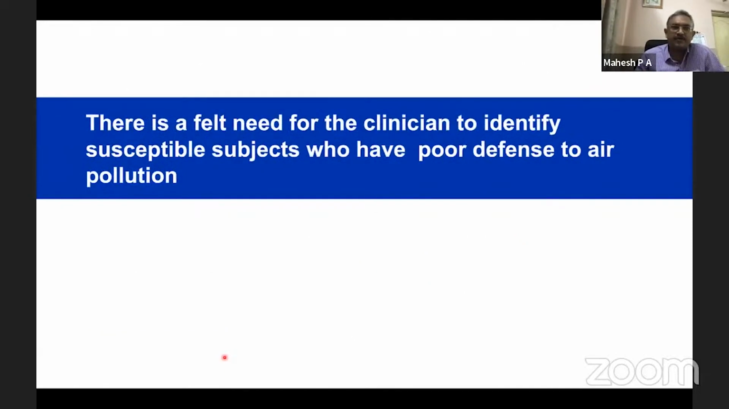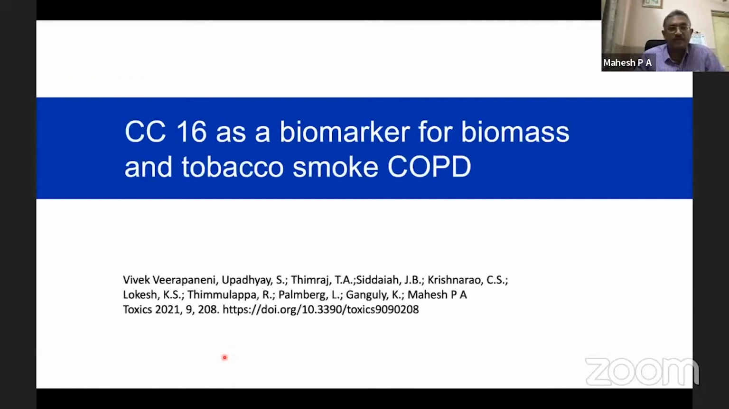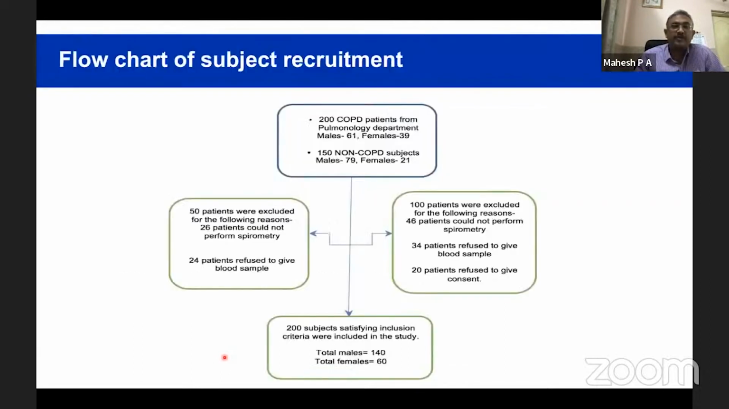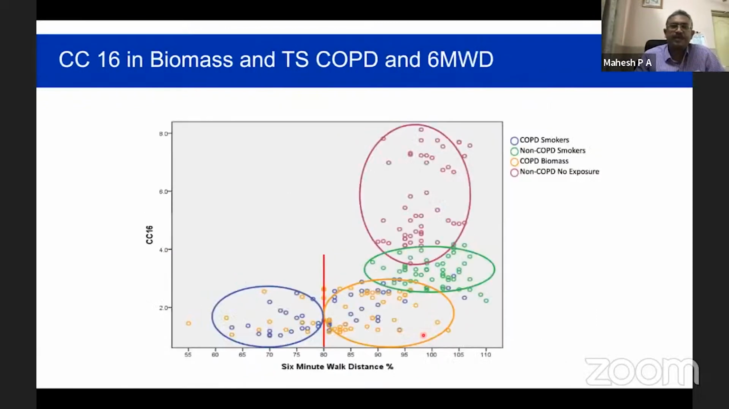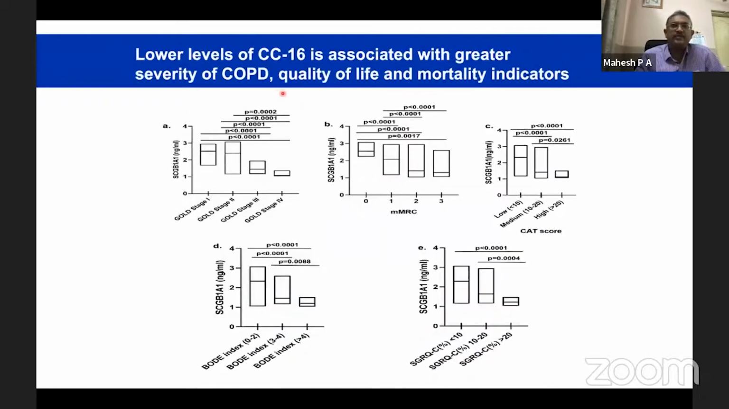Now we need to find out who are the people who are at risk. Not everybody develops disease. We have had women who are 100 years old, cooking for 90 years, and lung function is 120% predicted. So not everyone develops disease. We need to identify who is at risk. This is one of our papers where we believe CC16 is a very good biomarker. We had about 200 subjects, and CC16 was low, both in tobacco smoking as well as biomass COPD. And it correlates extremely well with the 6-minute walk test, with the GOLD grading, with the dyspnea, with the CAT score, quality of life, and mortality indicators as well.